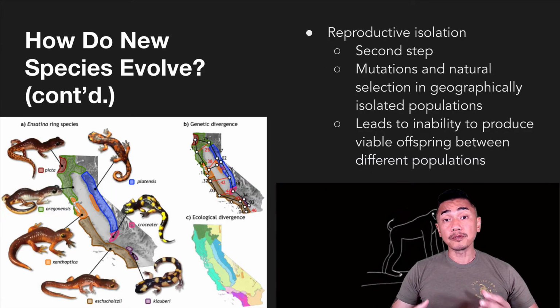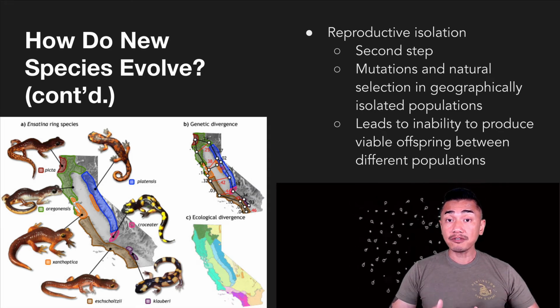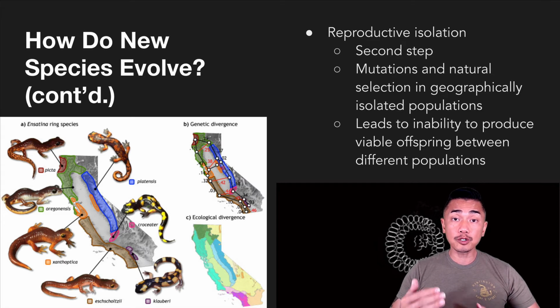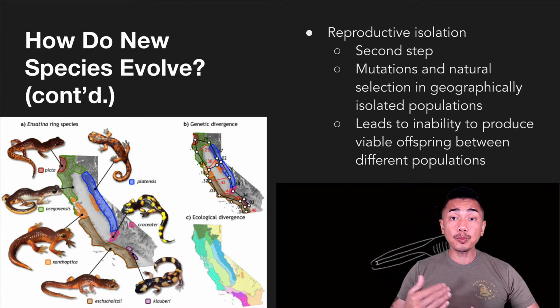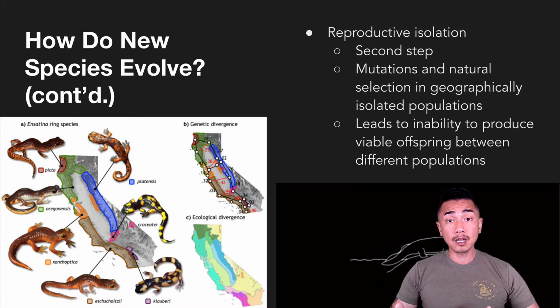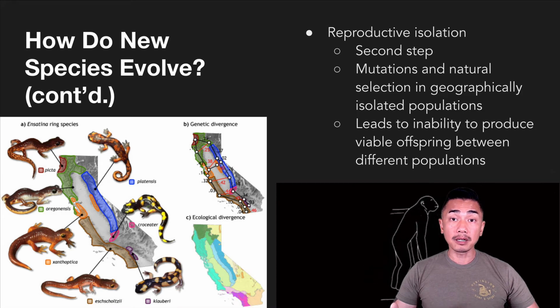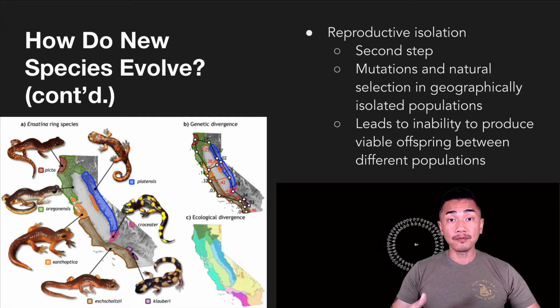The second step of speciation is called reproductive isolation. The geographically isolated populations accumulate mutations and other genetic differences due to natural selection. Eventually, these populations can no longer reproduce with one another. A good example of this are the species of salamanders that live around the Central Valley of California. These salamanders were separated by the geography of California, and eventually they could no longer reproduce with one another.